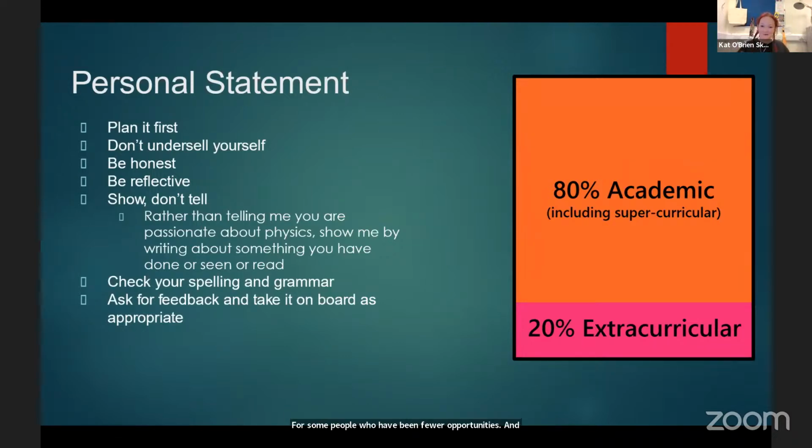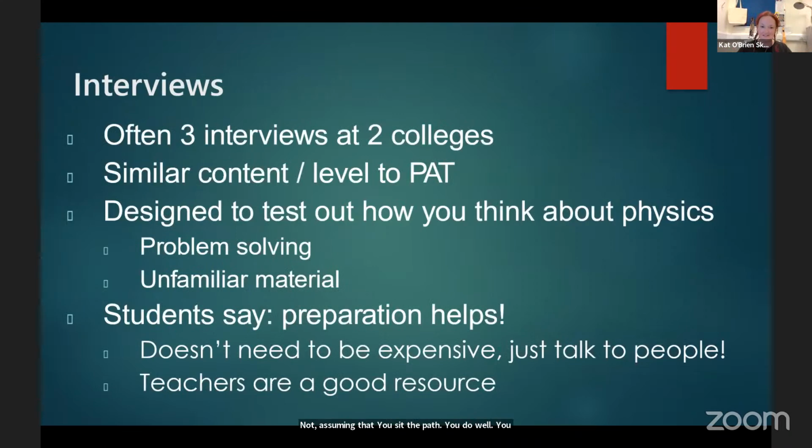And as long as they've made the most of those, that's great. Ask for feedback, check your spelling and grammar, good general tips. Now, assuming that you sit the PAT, you do well, you write a great UCAS statement, and we shortlist you, you may well be invited to interview.